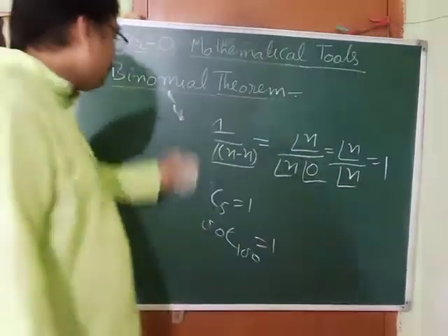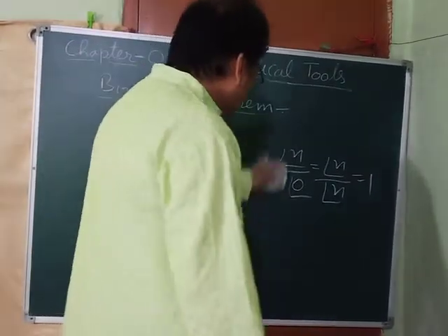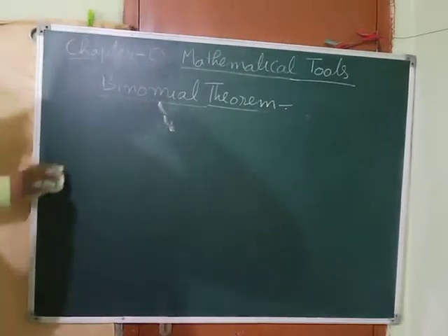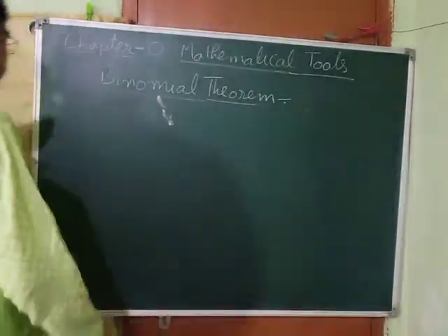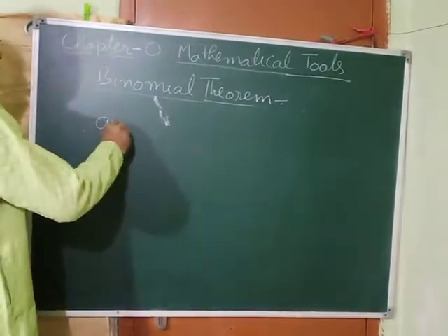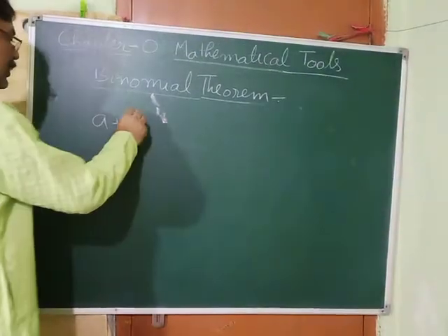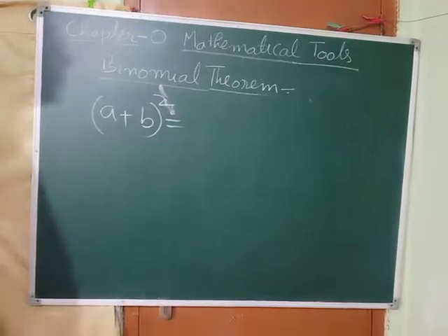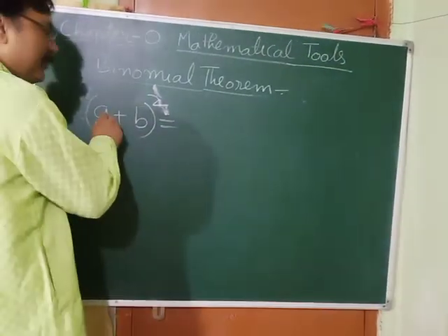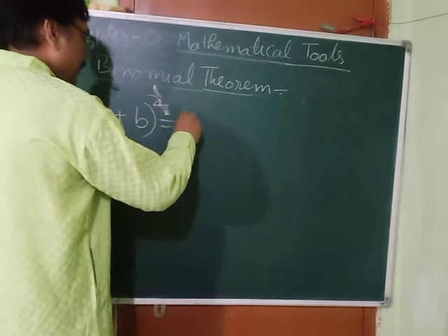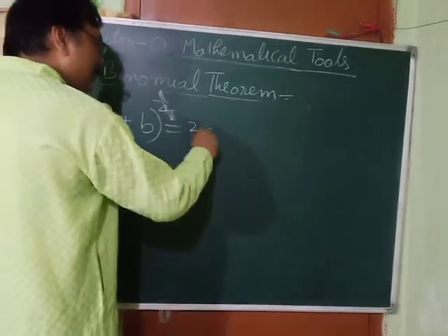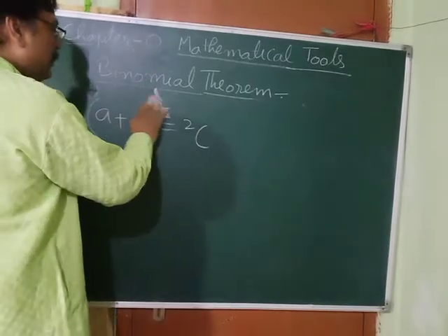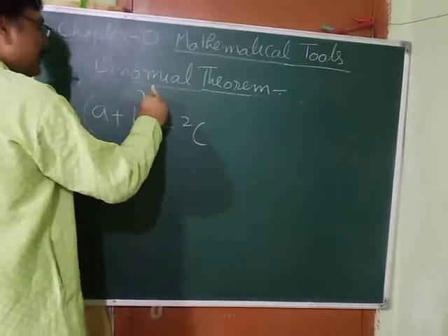Now we can see how we can use this formula. Application part. Suppose you want to find out, see, first we are going to the known things: a plus b whole square. How to do this? See here. What do we do first? We write NC0. So instead of n, we'll write 2. Let me write the skeleton formula first. This is the power n.